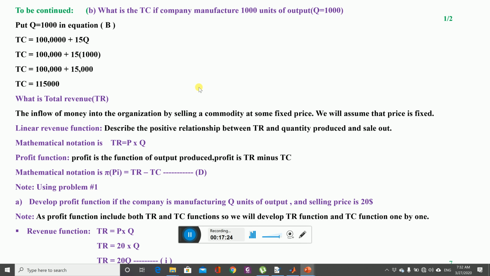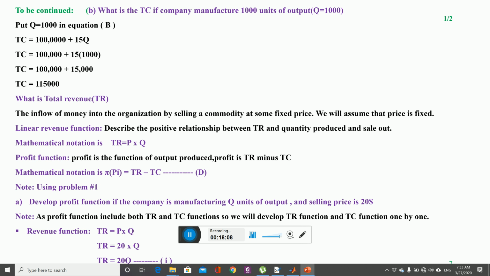Now we will develop the revenue function. A linear revenue function describes the positive relationship between the total revenue and the quantity produced and sold at some fixed price. The mathematical notation for the revenue function: total revenue is equal to price times quantity, where P is the fixed price and Q represents the number of units produced. I am again repeating, P is the price which is fixed, Q is the number of units produced. So this is a linear revenue function, again a linear function. In total revenue the highest power is 1, and all the variables in this revenue function carry highest power 1.